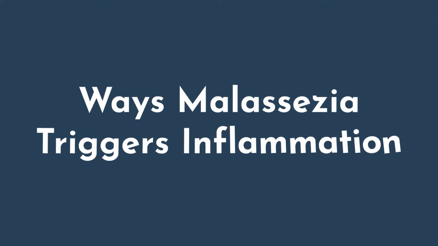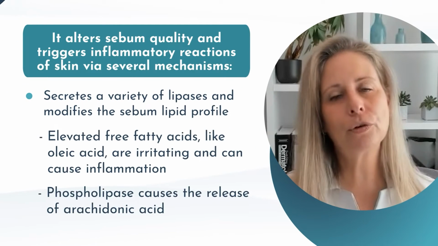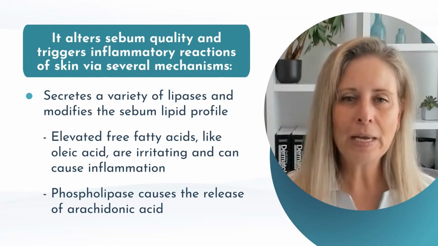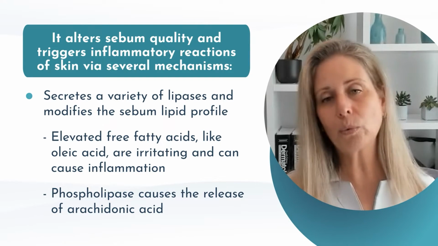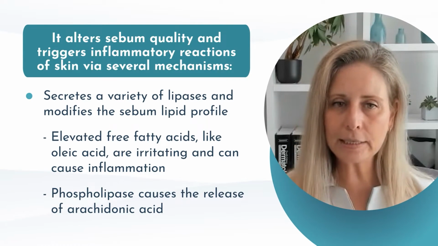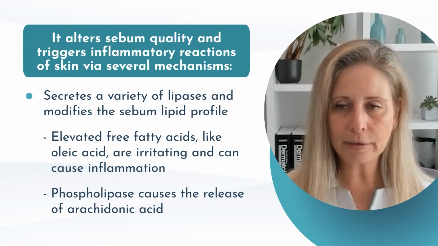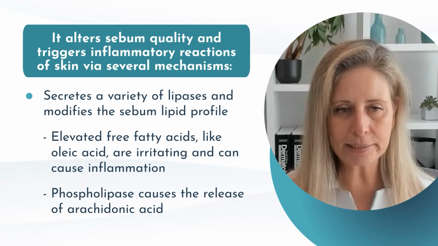So Malassezia, we said it's normal to have it, but when it kind of goes awry and it triggers inflammation, there's a lot of mechanisms going on in the body for how the body is reacting to the Malassezia and triggering inflammation. So Malassezia can secrete lipases. Lipases are, of course, enzymes that break down fat. And why is Malassezia doing this? Well, we said it eats the sebum, right? In order to eat the sebum, it needs to break down the fat in the sebum, so it's using lipases.